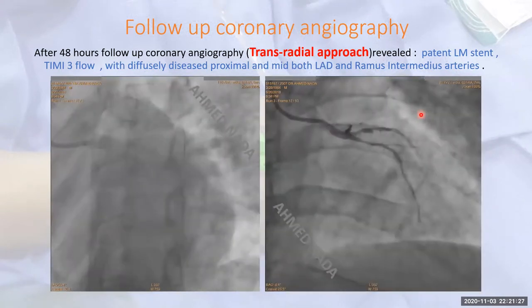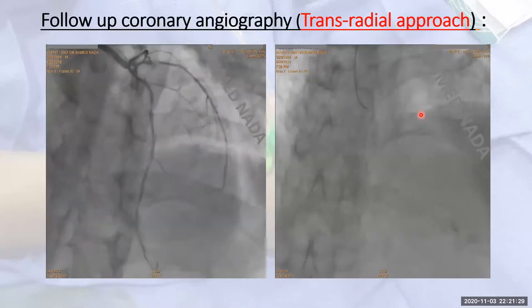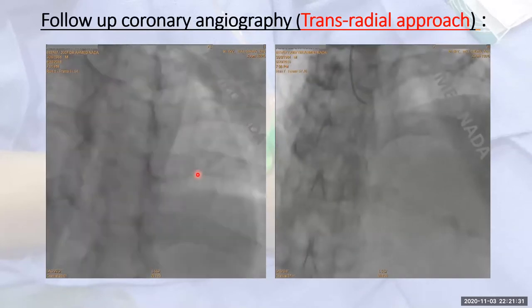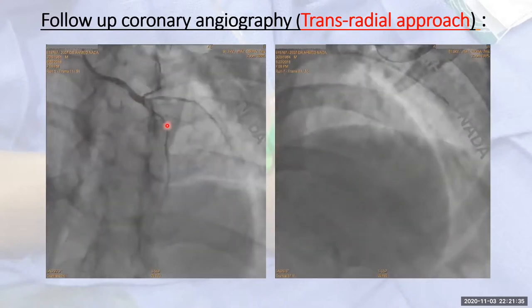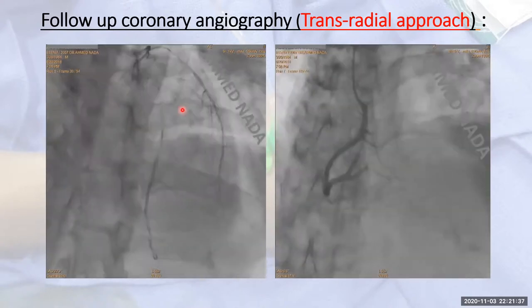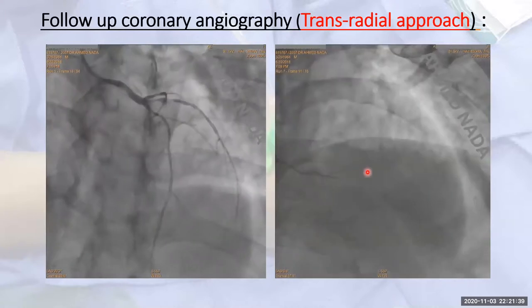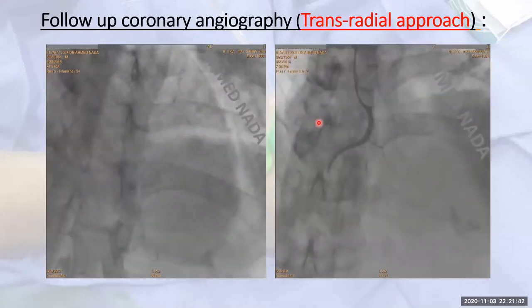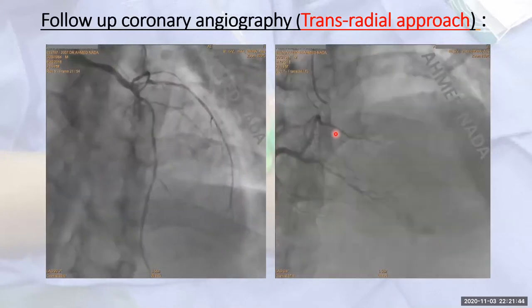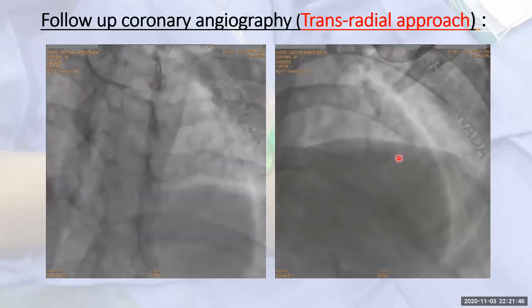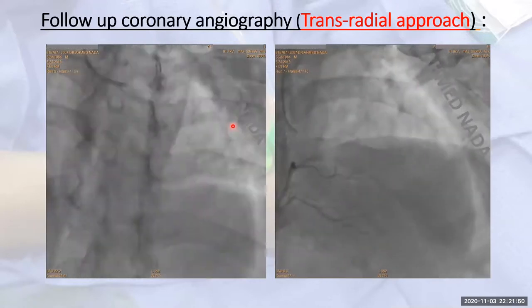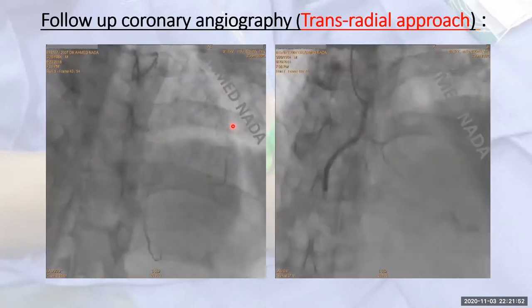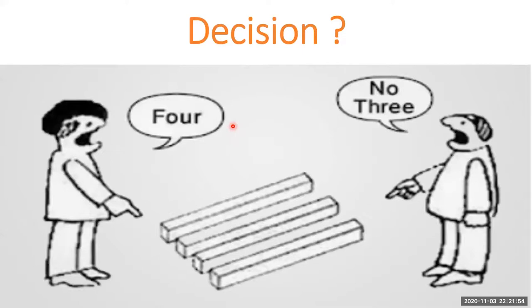So again, this is the epicranial, this is the iliocranial view, just to verify that there is diffuse disease in the LAD and in the ramus. And you appreciate that when we did the right coronary injection, there are no more collaterals coming to the left side. That means that the antegrade perfusion to the left system is quite enough. Decision, Dr. Hatem.